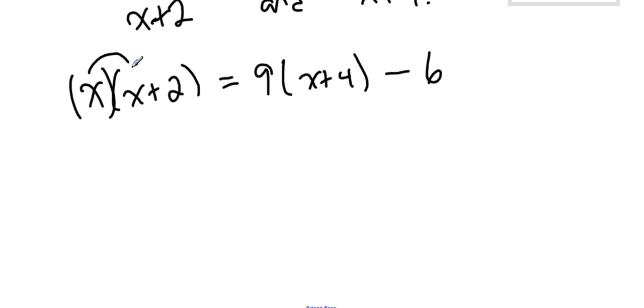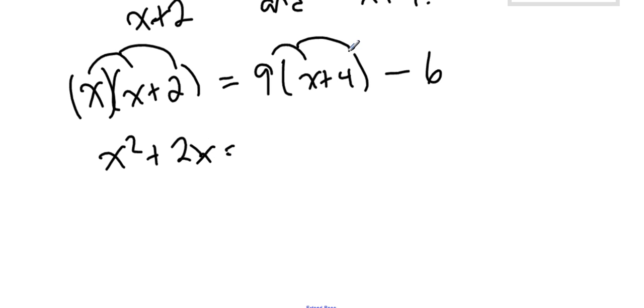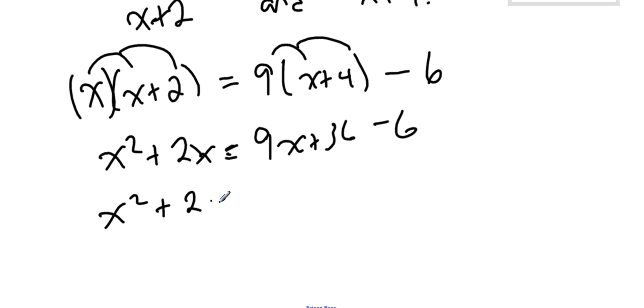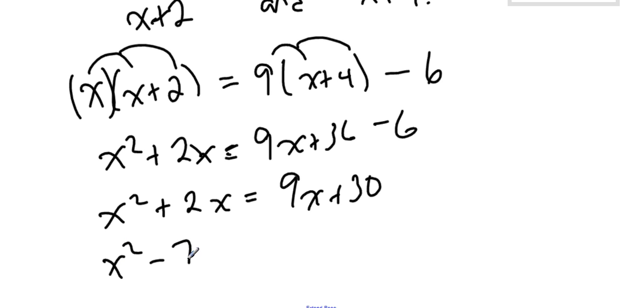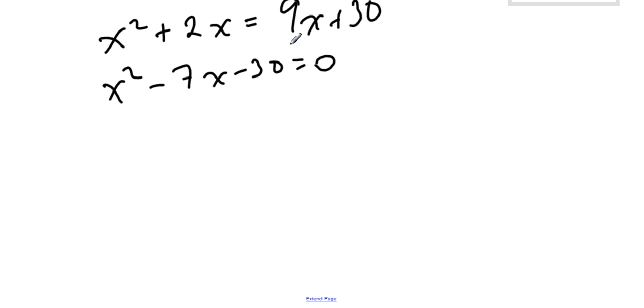So first of all, I'm going to multiply x into this bracket. So x squared plus 2x. Over here, I'll multiply 9 into this bracket. 9x plus 36. And there's a minus 6 here. So I'm going to have x squared plus 2x equals 9x plus 30. And then let's move everything to the left so that it equals 0. X squared minus 7x minus 30 equals 0. So there's my quadratic equation, and it equals 0.